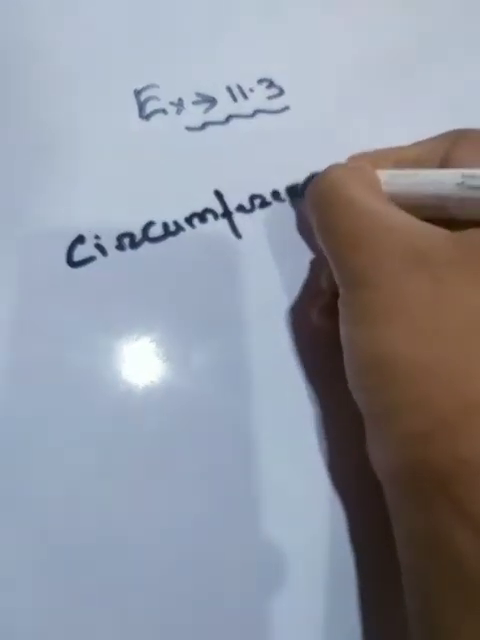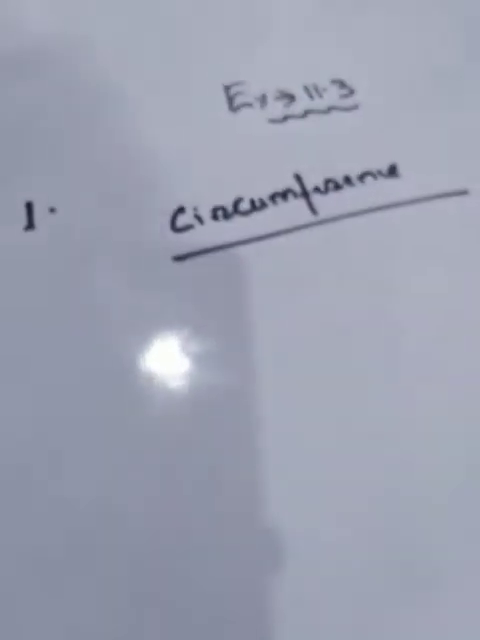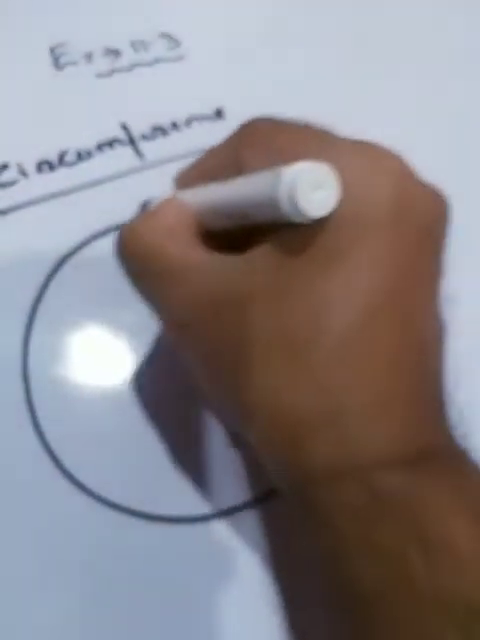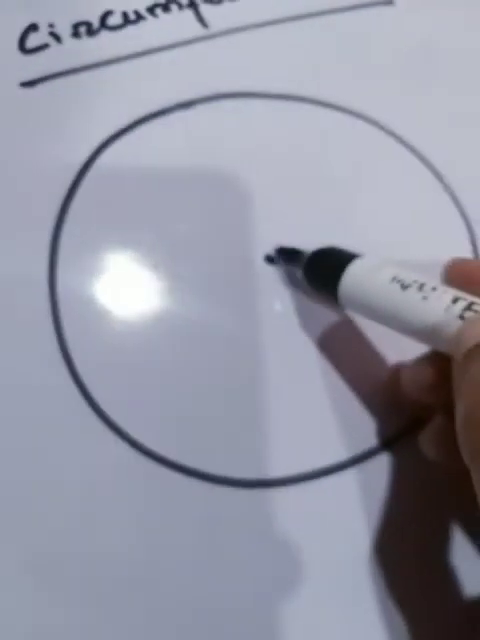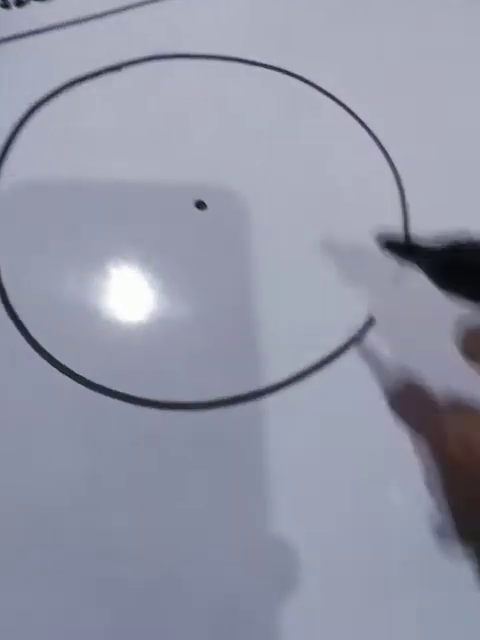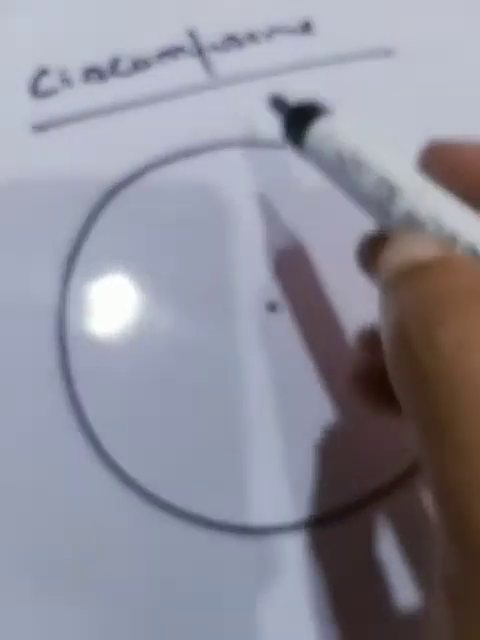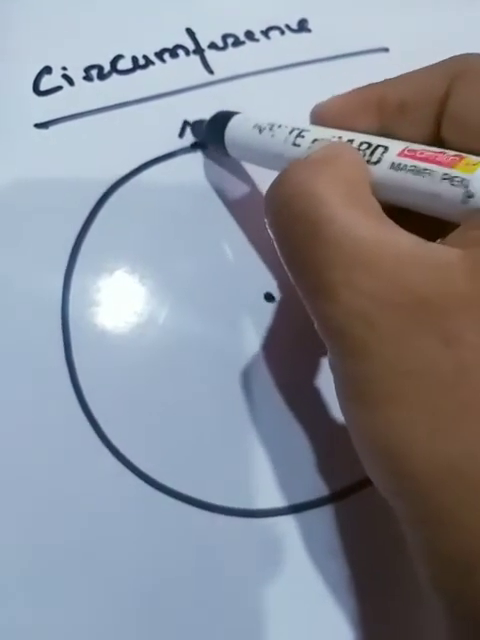Circumference. Now the first thing you have to know is, what is a circumference. If I draw a circle like this, take this as the center. We know that in a circle there is one center. Now what is a circumference then? Suppose we start from here, suppose we take a point A.